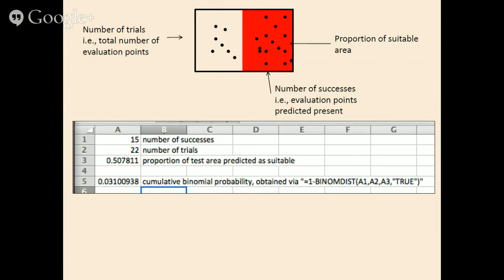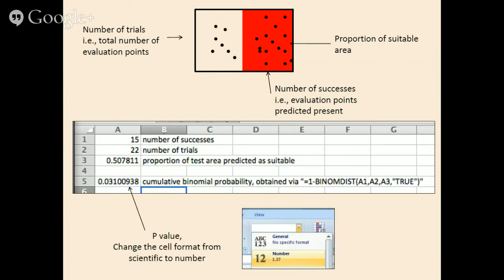So what we can do is use, for example, Excel, and we establish the proportion of the area that was predicted suitable, the number of points used for the evaluation, and the points that were predicted correctly. So we use this algorithm that is the cumulative binomial probability, minus 1, to have the p-value. So usually we are going to need to change the kind of cell to number because it's usually scientific. So that's the way to measure binary maps.